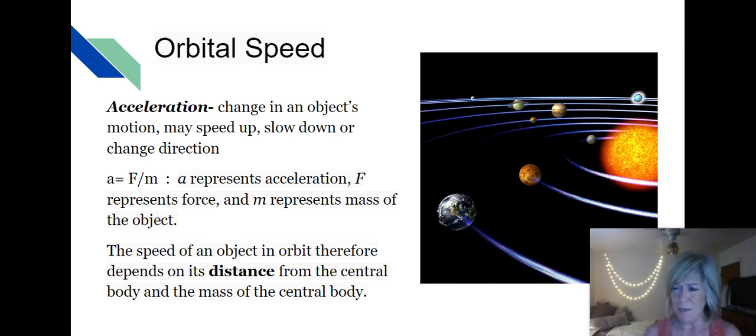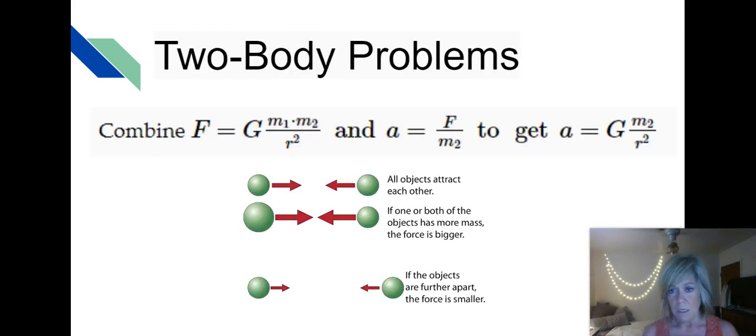So when we talk about the sun being massive compared to the Earth, it has a very large gravitational pull based on its mass, but it also depends on the distance that we are from the sun, which is why our speed changes as we're approaching and then as we're going away.